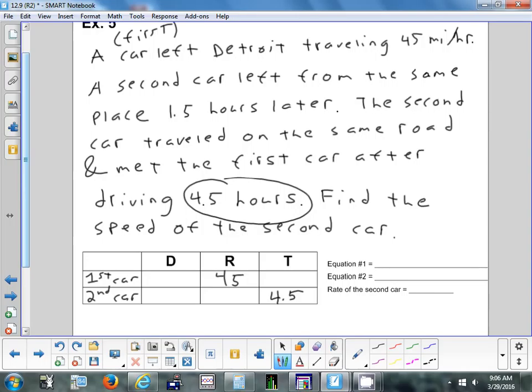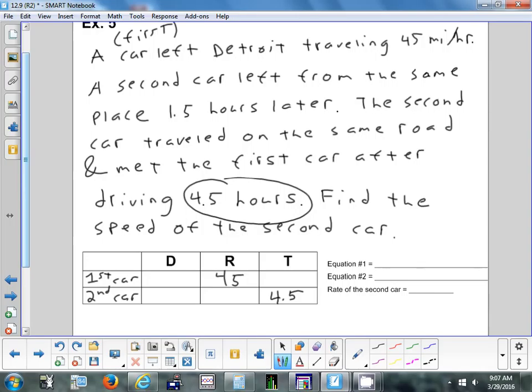Now, here's something I think we can figure out. The first car left an hour and a half before the second car. So how long was the first car on the road before the second car? A second car left from the same place an hour and a half later. So the first car had been on the road how long before the second one left? An hour and a half.